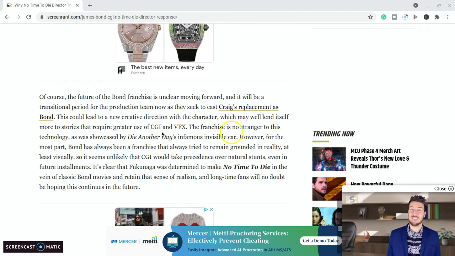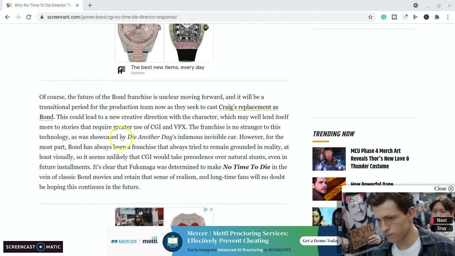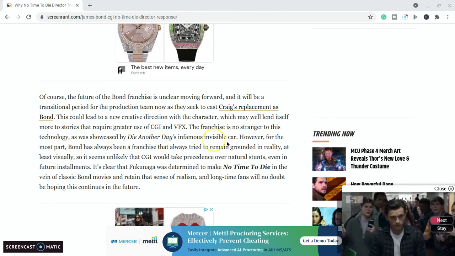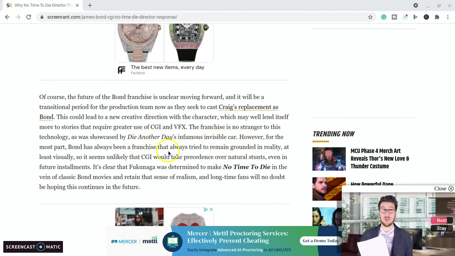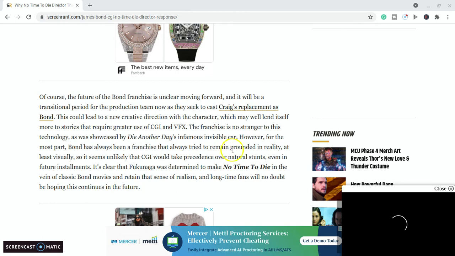The franchise is no stranger to this technology. It was showcased by Die Another Day's infamous invisible car. However, for the most part, Bond has always been a franchise that has tried to remain grounded in reality, at least visually. So it seems unlikely that CGI would take precedence over natural stunts, even in future installments. It is clear that Fukunaga was determined to make No Time to Die in the vein of classic Bond movies and retain the sense of realism long-time fans will no doubt be hoping continues in the future.